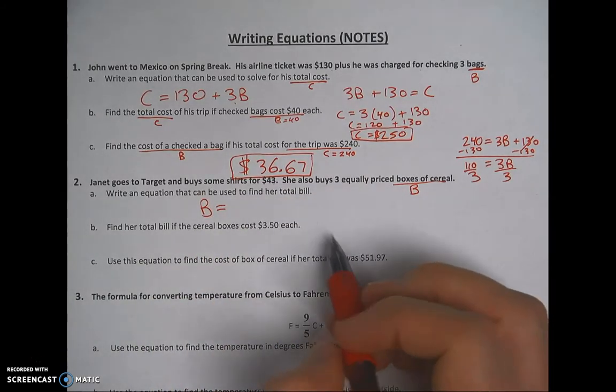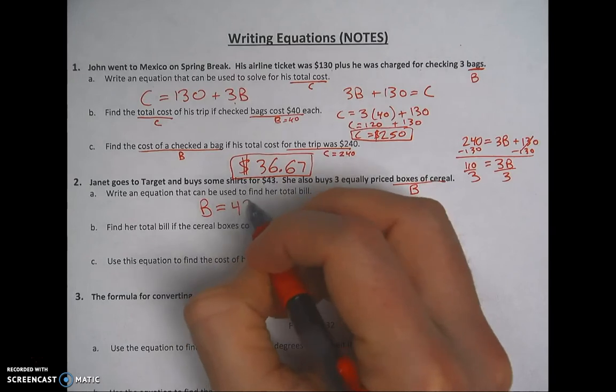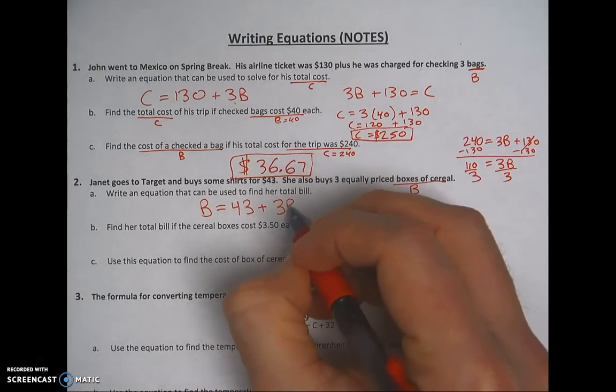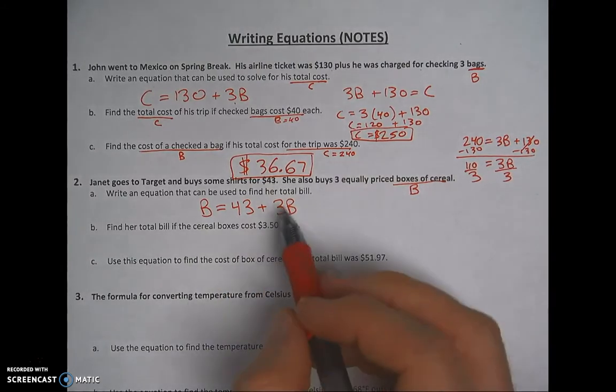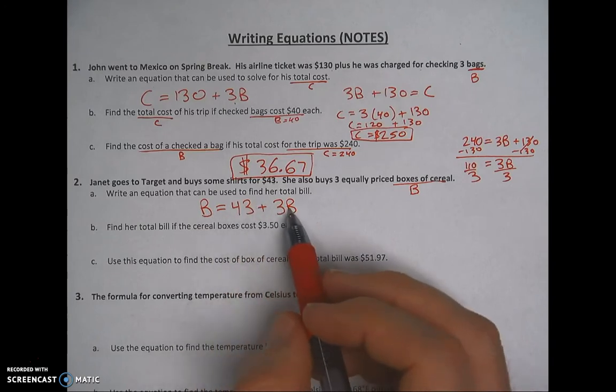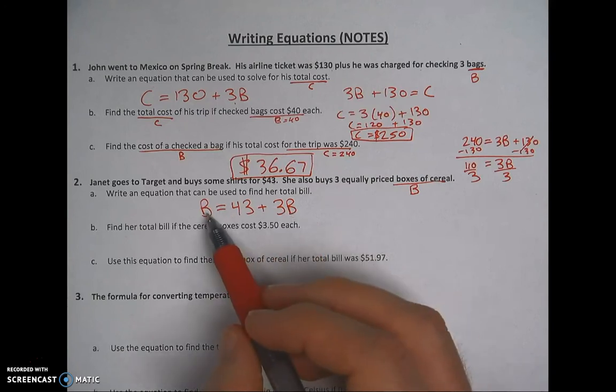equals, she spent $43 on shirts, and she bought 3 boxes of cereal. So 3 times B. So if you added all that up, you get the total bill. Now notice I just used the same letter in both spots. That's not good. We don't want to do that. So you could use a C for cereal here. You could use a C for cost.